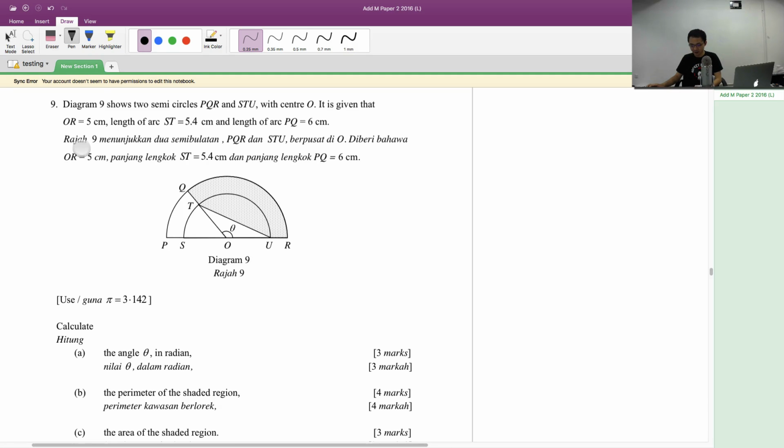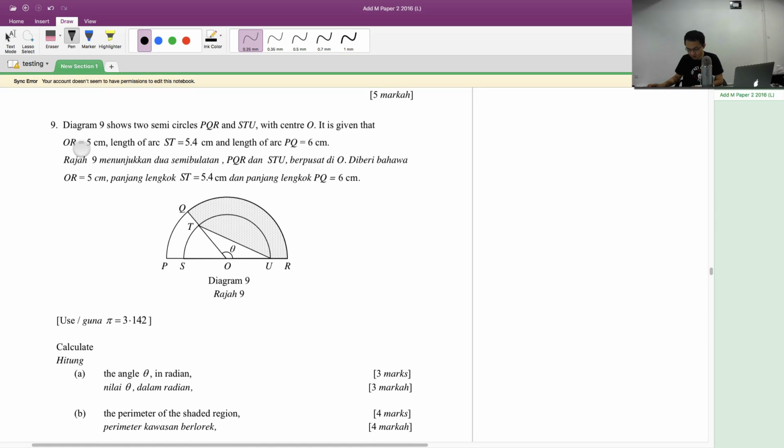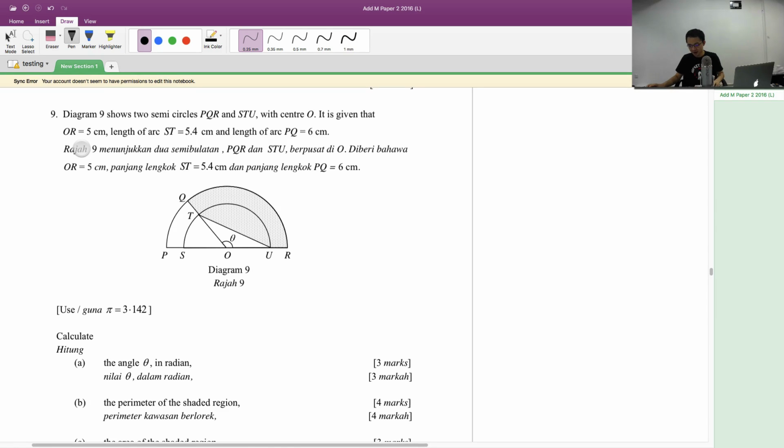Okay, so number 9 is the circular measure. The diagram shows two semicircles PQR and STU with the center O. It's given that OR equals 5, so O to R here is 5. And ST is 5.4, so S to T here is 5.4.